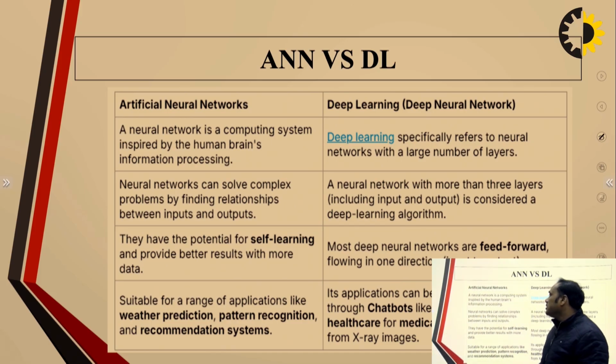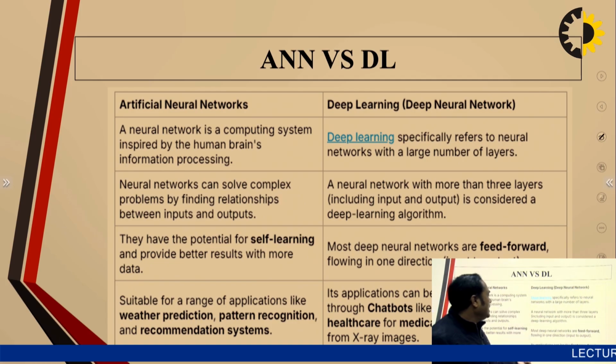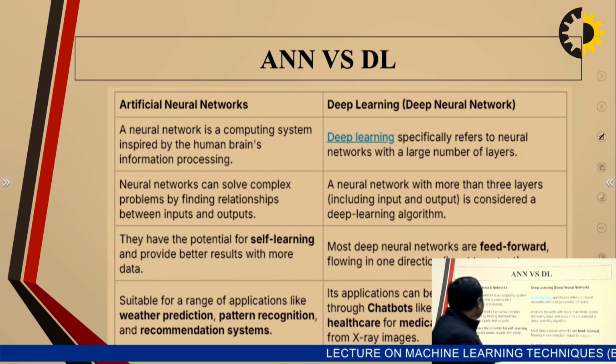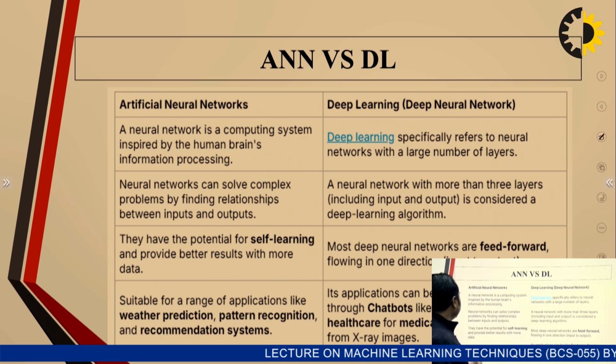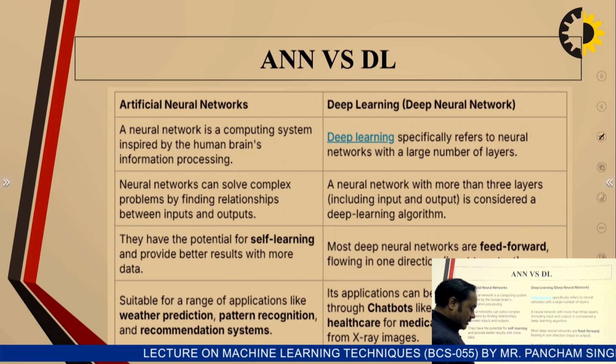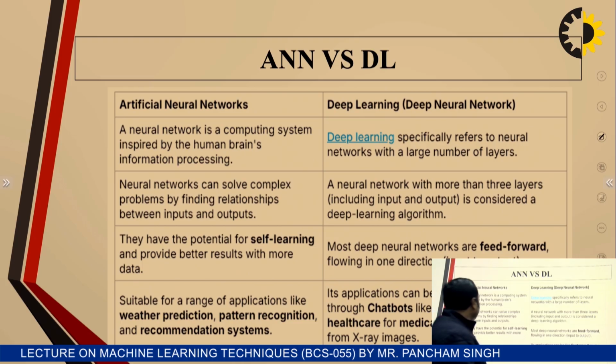Second point is that a neural network can solve complex problems, and a deep learning network, a neural network with more than 3 layers including input layer, output layer and hidden layer, is considered a deep learning algorithm. So it will work on the deep learning algorithm, and we have the different layers. But in case of the artificial neural network, they have the potential for self-learning and provide better results with more data.